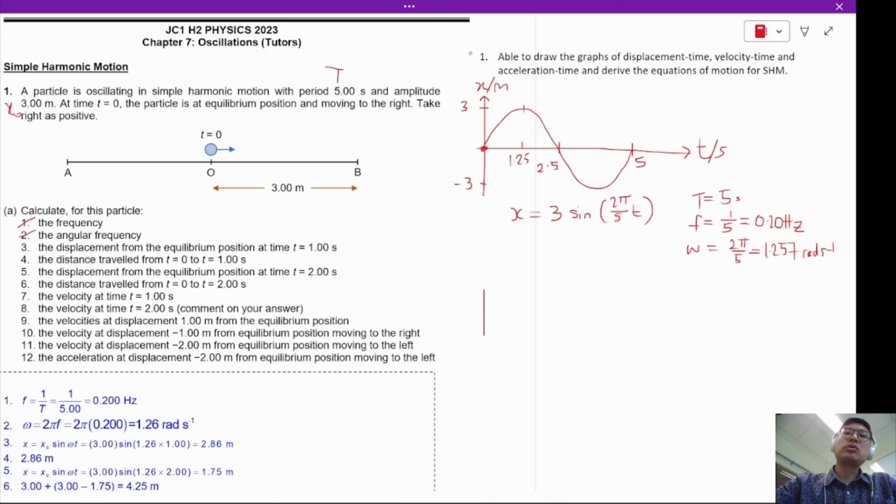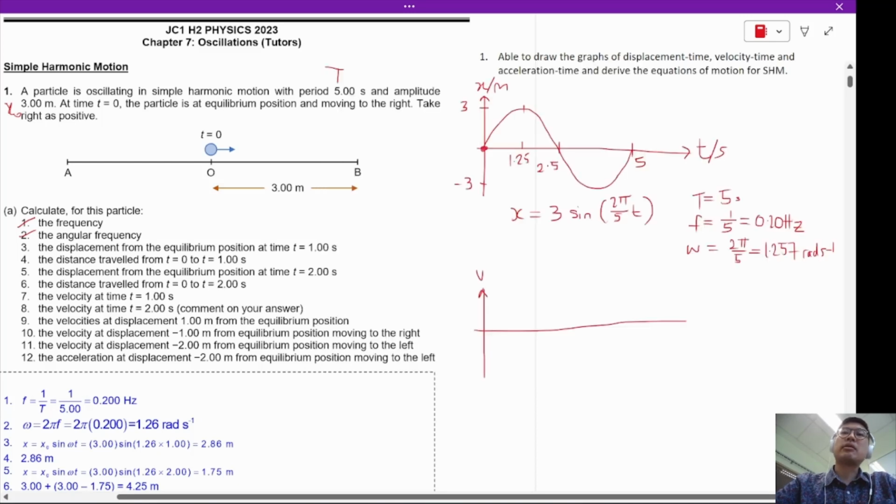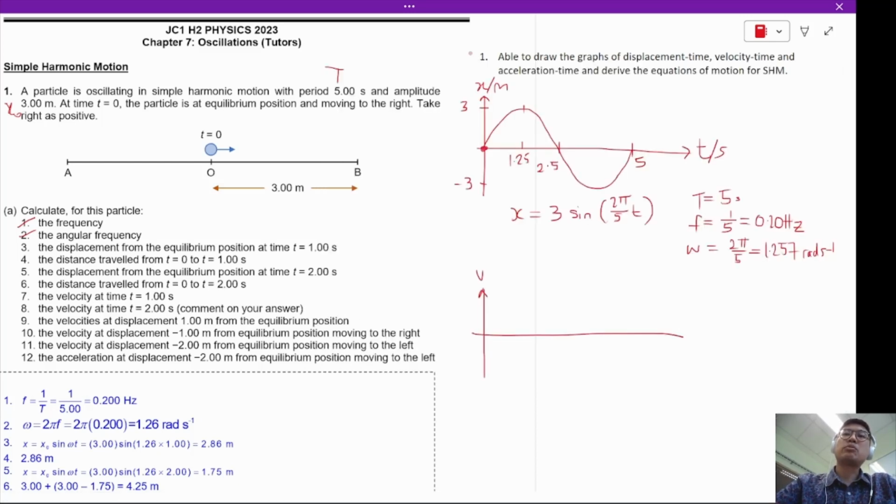What we can do next is to derive the velocity-time graph straight away. Just looking at the displacement-time graph, we can go straight to the velocity-time graph. How do we get it? The velocity-time graph is obtained by differentiating the displacement-time graph. When we differentiate a sine function, we get a cosine function. Everything inside remains the same, but the 2π over 5 comes out to the outside. So this will be 3 times 2π over 5.